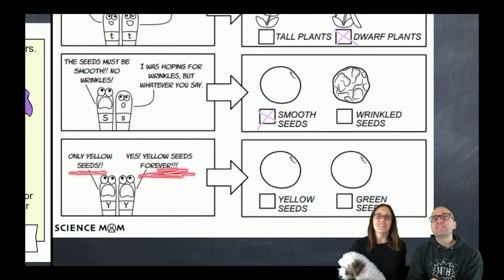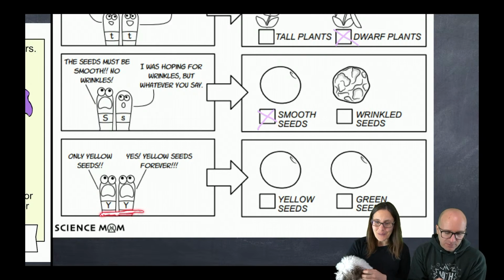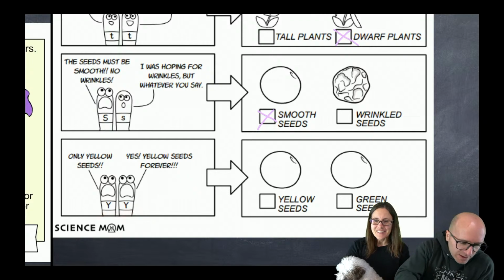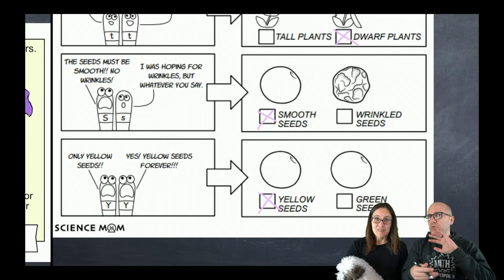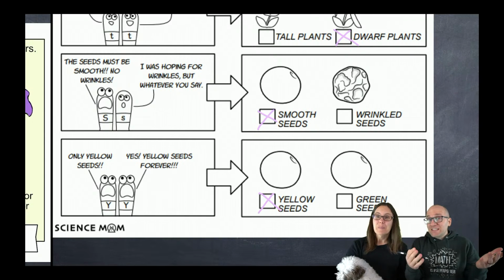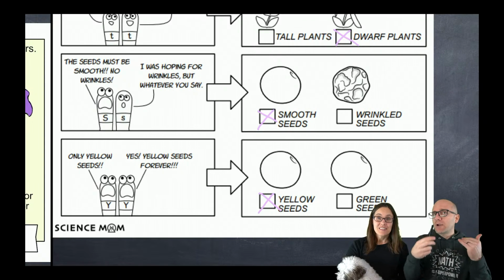Yes, yellow seeds forever. So we have capital Y, capital Y. The seeds are definitely going to be yellow. So both are dominant. So there are lots of different characteristics here. So I see the height of the plants, whether the seeds are round or smooth, what color the seeds are. We've also seen colors of flowers. So there are lots of different traits.